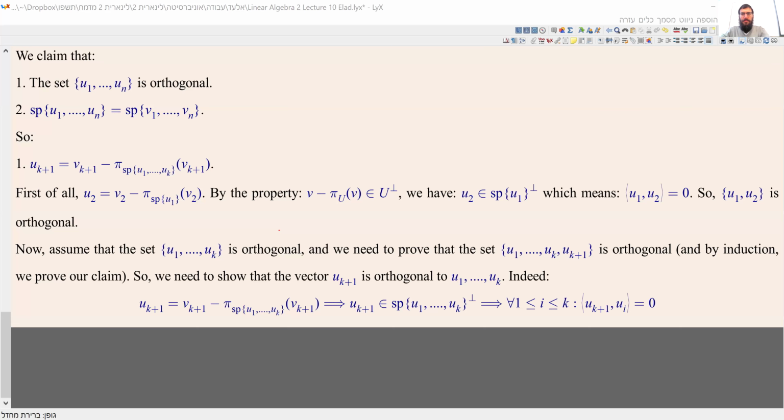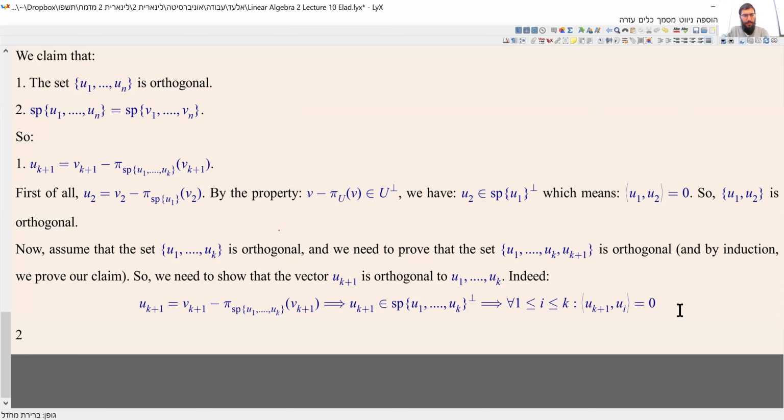So Gram-Schmidt, first of all, gives us an orthogonal set. Now, for the second part of the proof, we need to show or to explain why it is spanning the same space as the original set. Any questions about proof number 1?